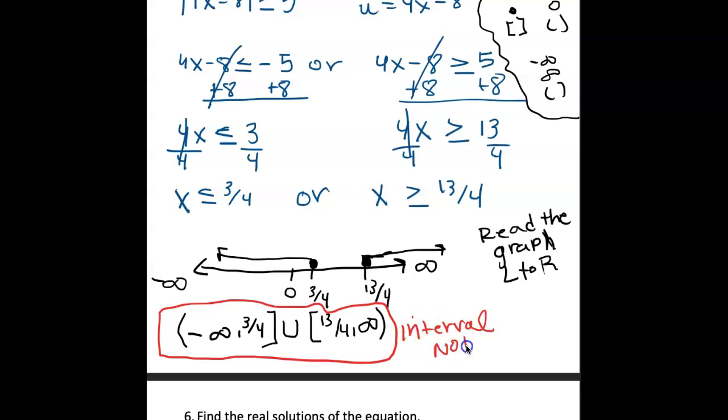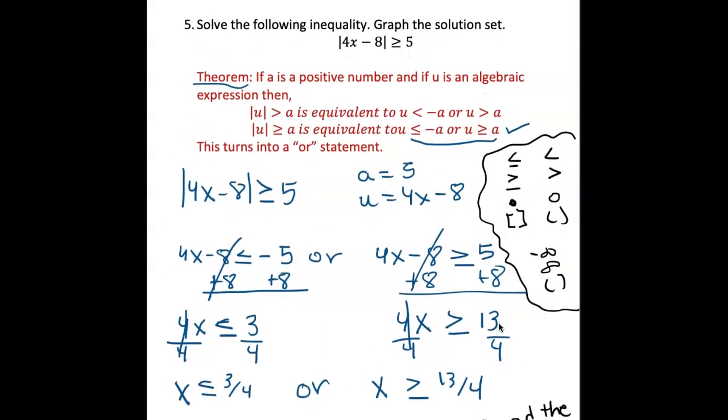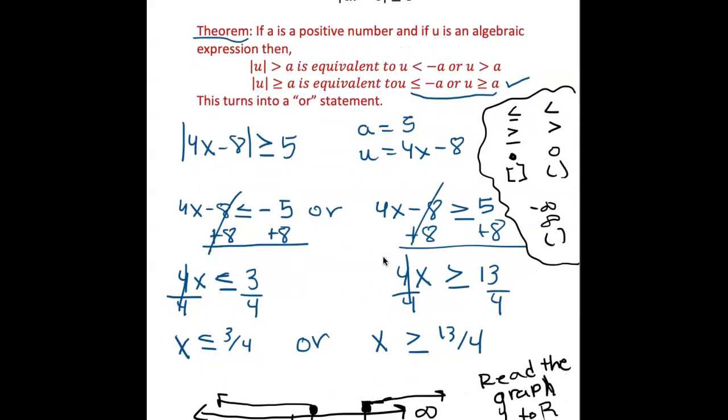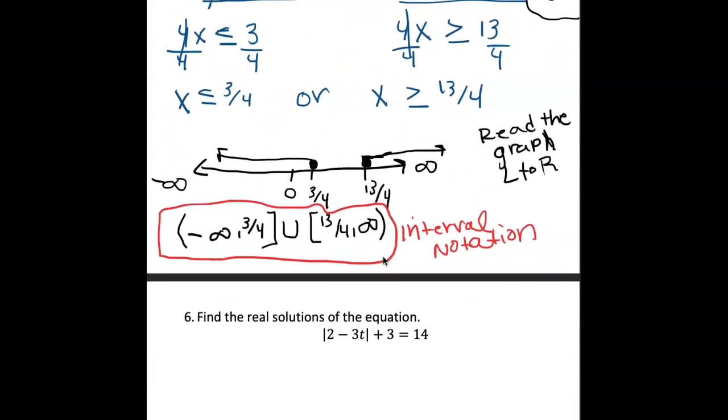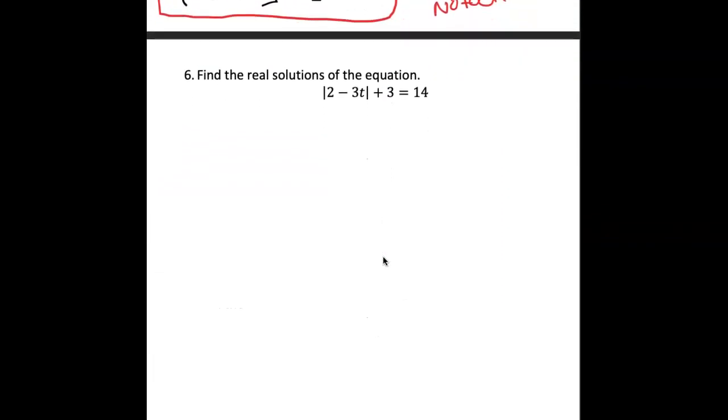Okay, so again, I follow my theorem that helped me determine how I was going to rewrite the inequality in order for me to solve. Okay. Once I have solved, I graphed it to help me write my interval notation.